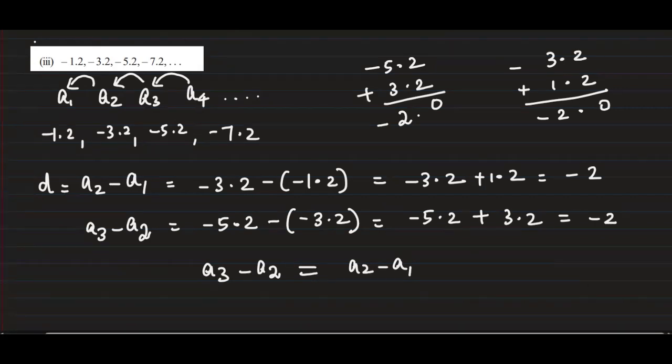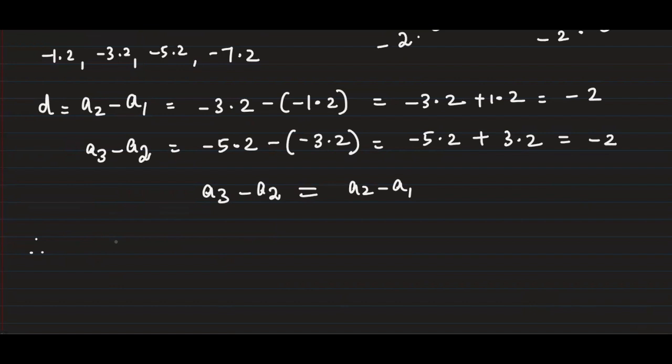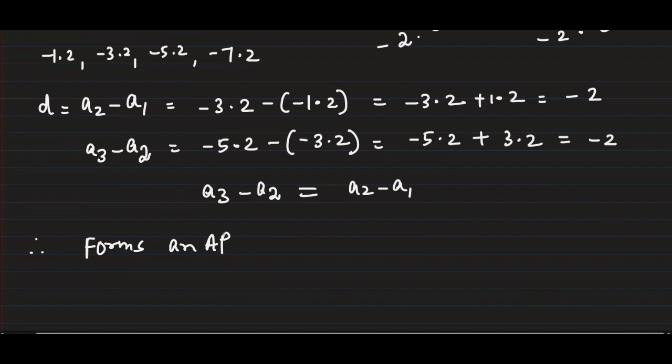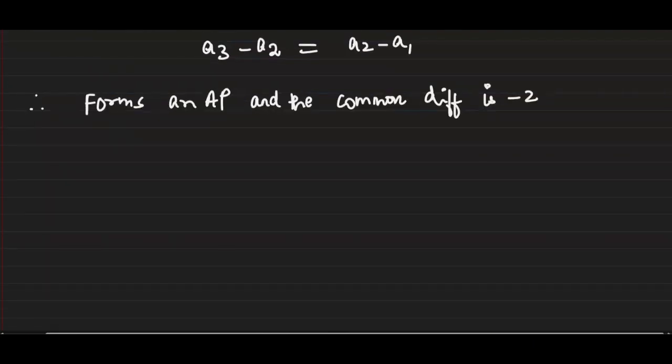Okay. And the common difference for this one will be minus 2. So we should say, therefore, the series forms an AP and the common difference is minus 2. Okay, now we need to find what are the next 3 terms of this AP. Now the next 3 terms, basically they will give you 4 terms. So now we'll have to find what is the 5th term, 6th term, and the 7th term.